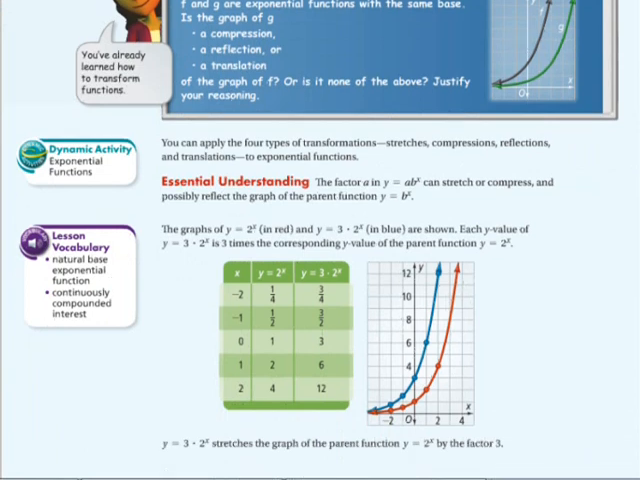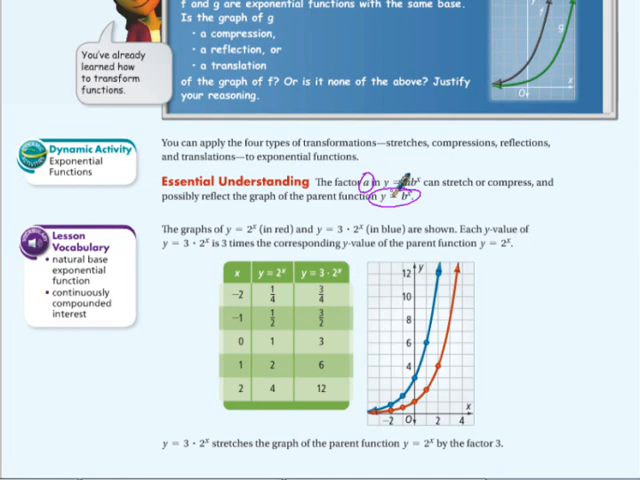x power. So, essential understanding: the factor a in y equals ab to the x can stretch or compress and possibly reflect the graph of the parent function, which is just y equals b to the x. This stretch and compress, this is nothing new for us. We've been stretching and compressing different graphs all year, so hopefully this doesn't seem like a novel concept.